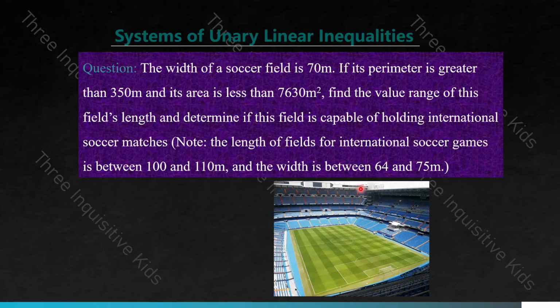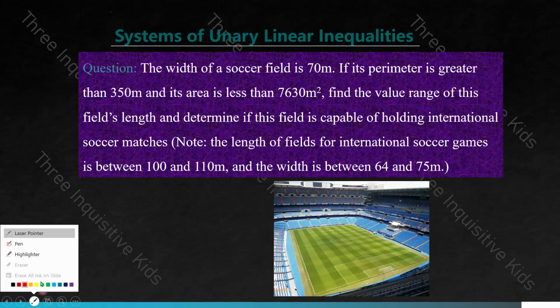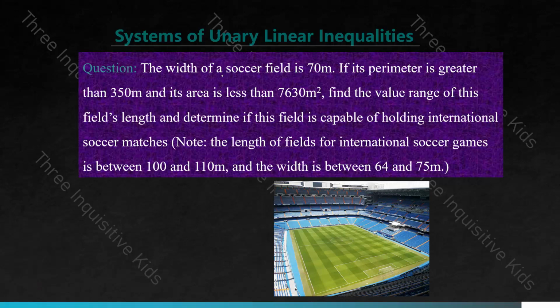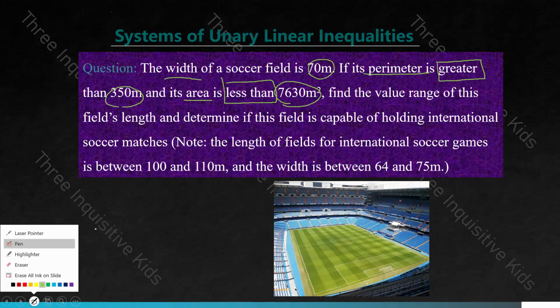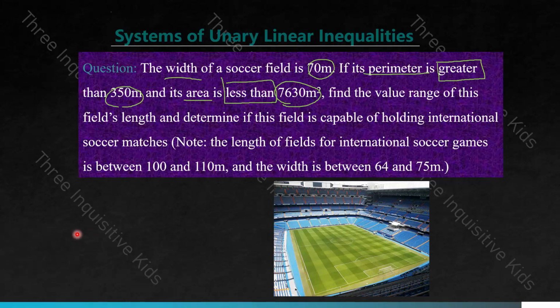Now let's first analyze this question by reading it through one more time. So we already know that its width is 70 meters. Its perimeter is greater than, I'm going to be boxing up these keywords, 350 meters, and its area is less than 7,630 meters squared. So now we're just trying to find the value range of this field's length.